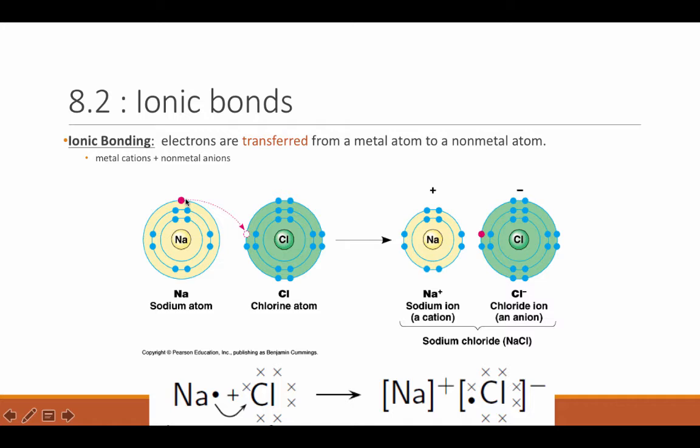A sodium atom loses its 1 valence electron and transfers it to chlorine. Sodium has now become a positive ion with 8 valence electrons, and chlorine has become a negative ion with 8 valence electrons. The resulting electrostatic attraction between the positive and the negative ion results in an ionic bond.